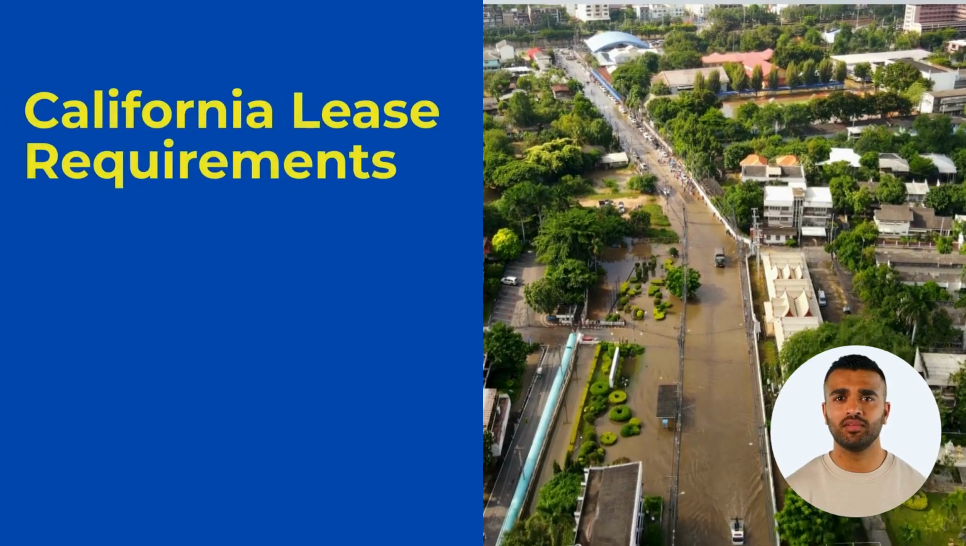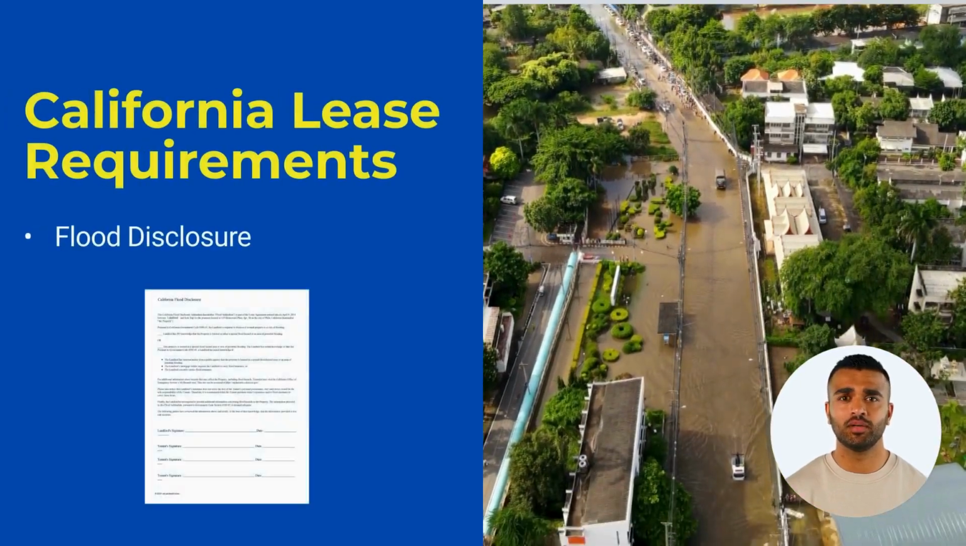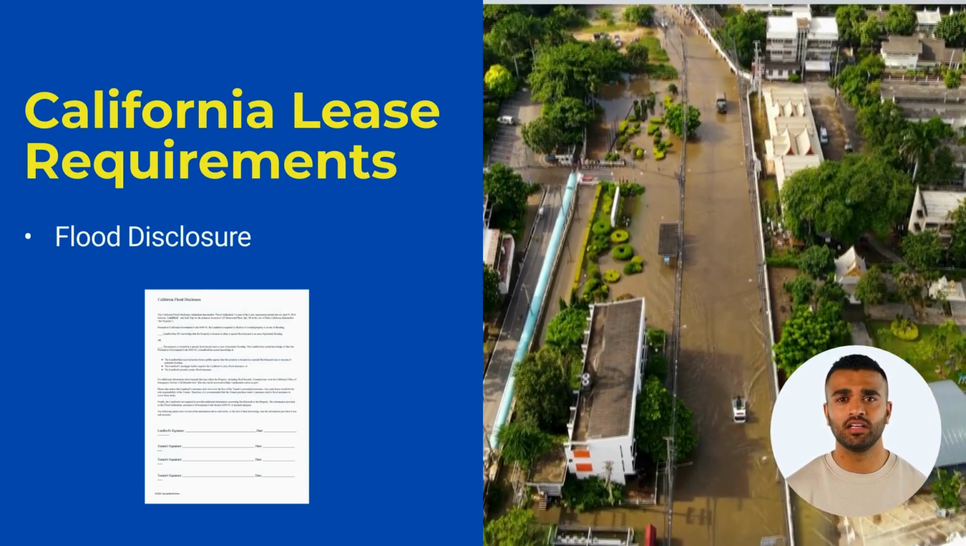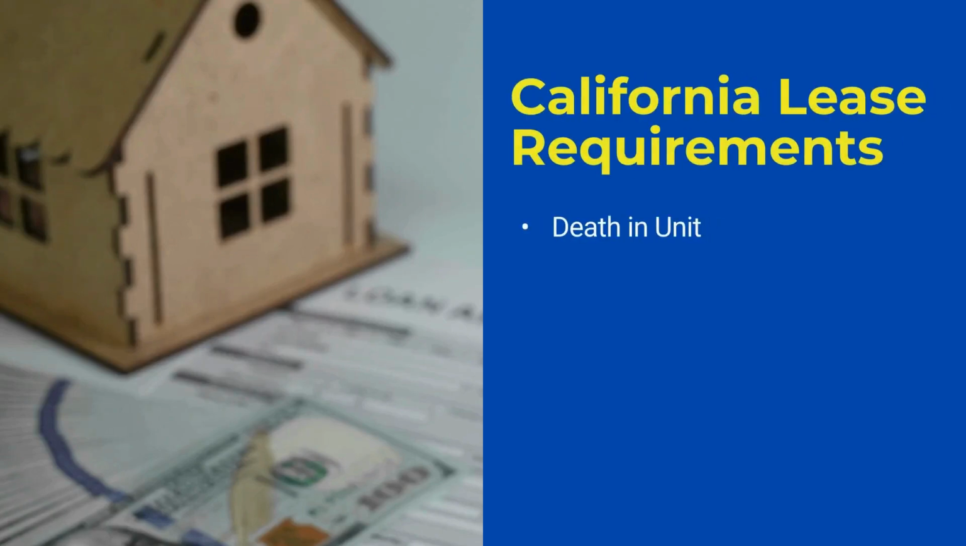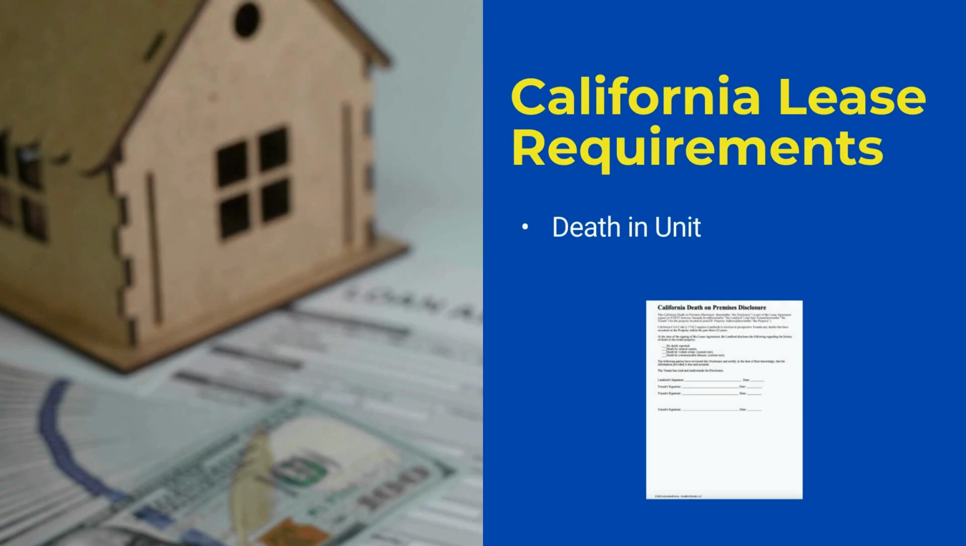State law requires that landlords with actual knowledge that a rental property is located in a special flood area disclose this risk to tenants. California landlords must notify new tenants if there's been a death in a rental unit in the past 3 years.